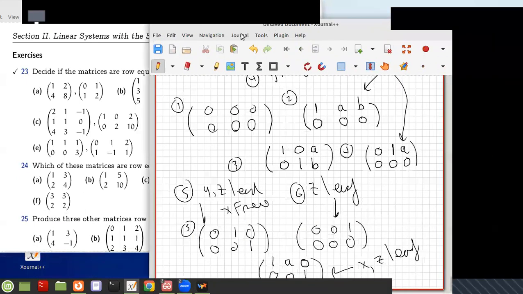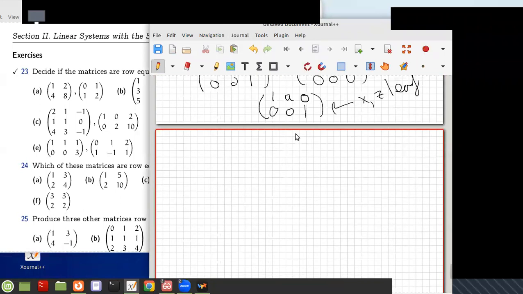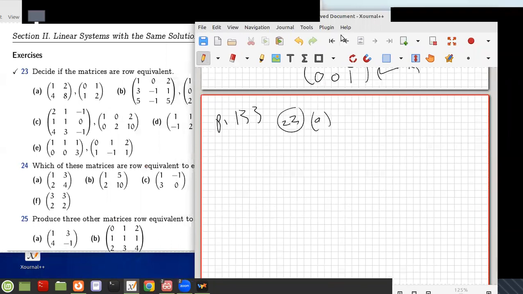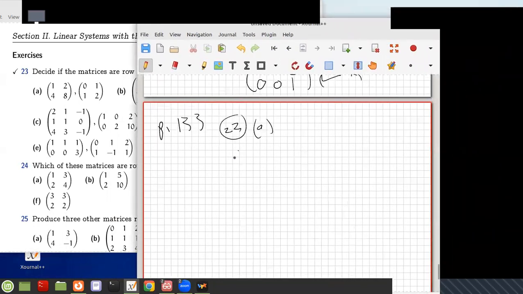Okay. What I want, this is on page 133, problem 23A. Are these two matrices row equivalent? 1, 2, 4, 8, 0, 1, 1, 2. Are those row equivalent? You proceed by reducing each one to reduced row echelon form and seeing if they're the same or not. So see if you can answer this question, just as practice.